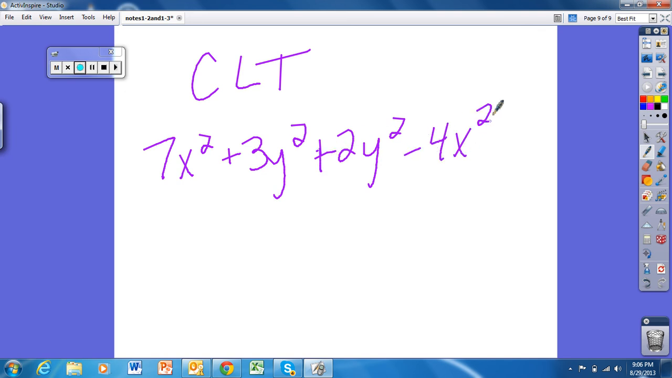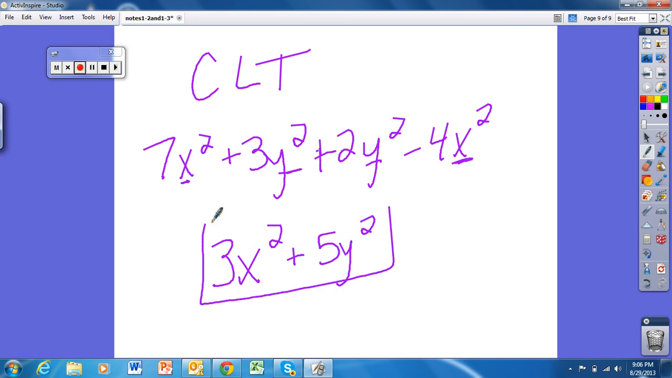Like terms are common bases with common exponents. So here we have an x to the second. Here we also have an x to the second. Since they have the same base and the same exponent, we can combine their coefficients. 7 minus 4 is 3, so that becomes 3x squared. Here we have a y squared and a y squared. Same bases, same exponents. So we just add their coefficients, plus 5y squared. That's your final answer. You can't do anything else with it. You can't go any further.